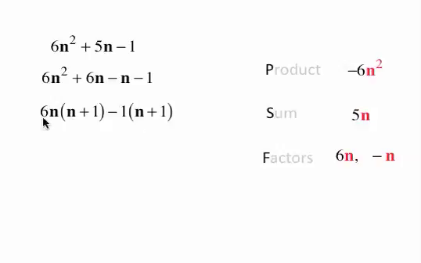Okay? Now, because they're identical, I'm going to factor them out. And I get n plus 1. I'm left with the 6n and the minus 1. Okay? And that's it. We've fully factored, and the result is n plus 1, 6n minus 1.